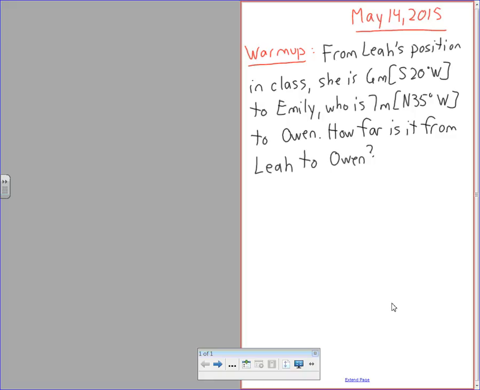So I know how this triangle is going to look because I'm looking at the classroom. She's going to be over here someplace, and I'll put an L right like that. Then it says she's 6 meters south 20 degrees west. How do we draw south 20 degrees west? You draw a dotted line straight down and then draw a diagonal line to the left, and then that angle is 20 degrees and that line is 6 meters. Okay, and that's going to be to Emily then.